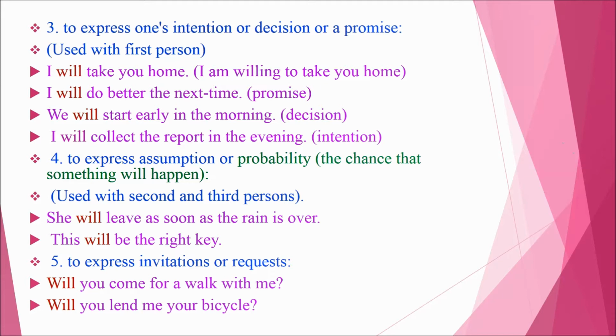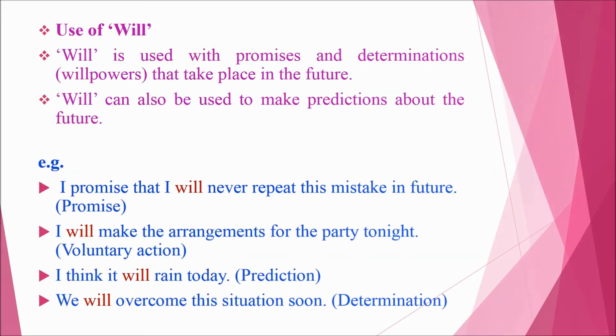The next usage is, will is used to express invitations or requests. Example sentences are: will you come for a walk with me? Will you lend me your bicycle? Next, let's see more uses of will. Will is used with promises and determinations. Determination means willpower that takes place in the future. Then, will can also be used to make predictions about the future.